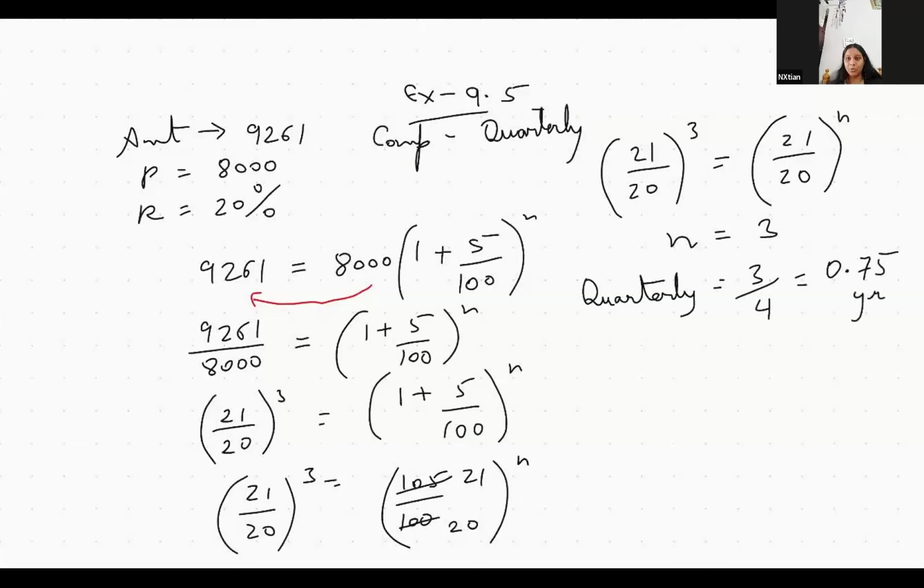0.75 year means 9 months. 75% of 12 months is 9 months, right? 25% is 3 months, 50% is 6 months, half yearly. So either you can write 0.75 year or you can write 9 months. Both are correct. You got how 9 months is written? Because 0.75 of a year is 75% of the year, which means 75% of 12 months, which is 9 months.